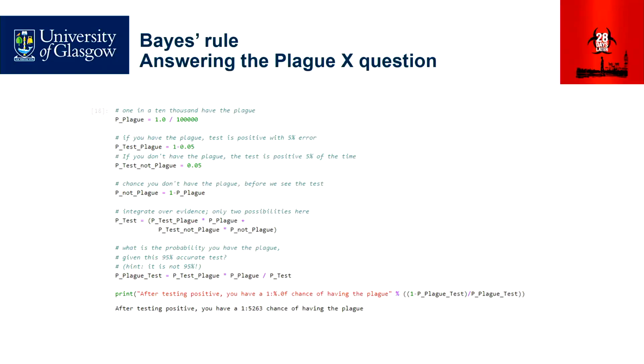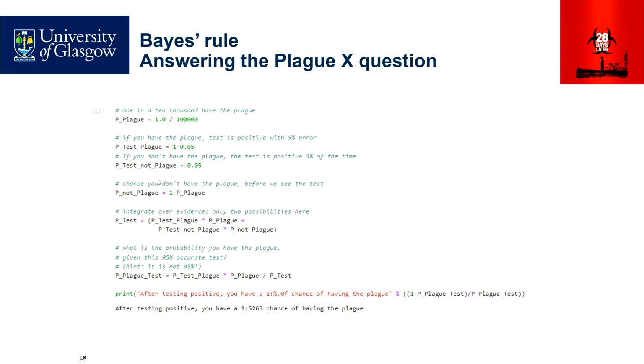Once we've done that, we can write that pretty much as it is in Python code, and plug in the numbers that we had. The prior probability of having the plague is 1 in 10,000, so that's what we have here. Then if we have the plague, the test is positive with 5% error, so the probability of having a positive test if we have the plague is 1 minus the error, so 1 minus 0.005. If we don't have the plague, the test is positive 5% of the time, so the probability of a positive test if we don't have the plague is 0.05, so 5%.